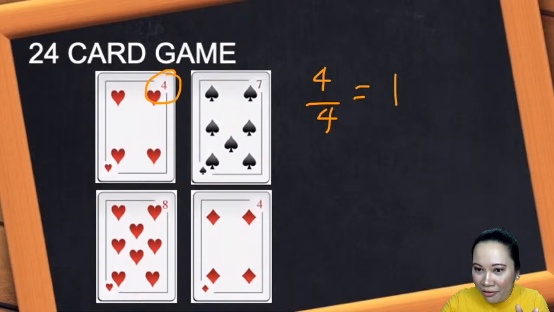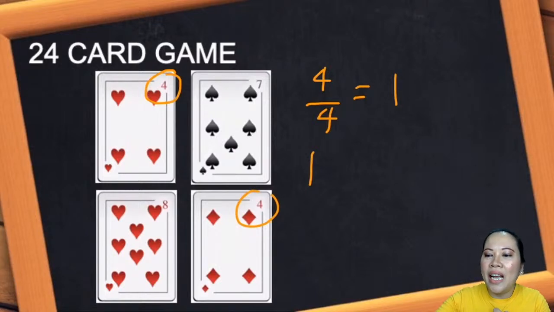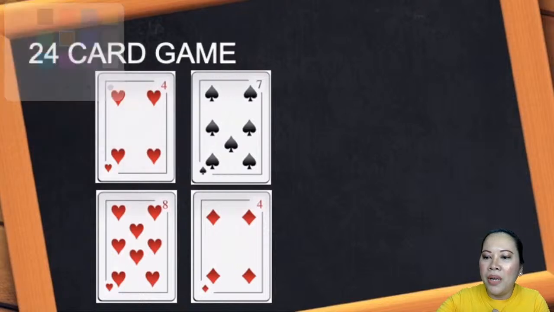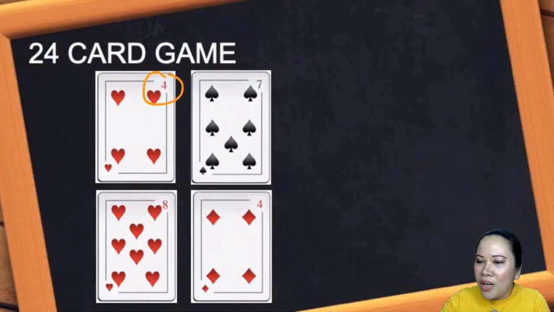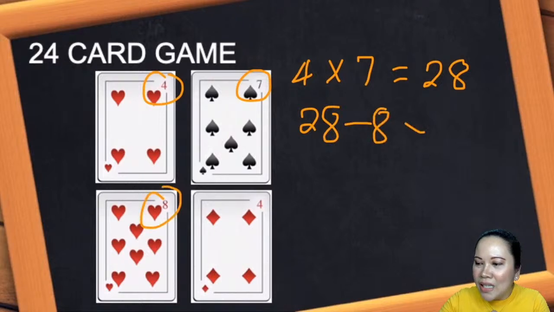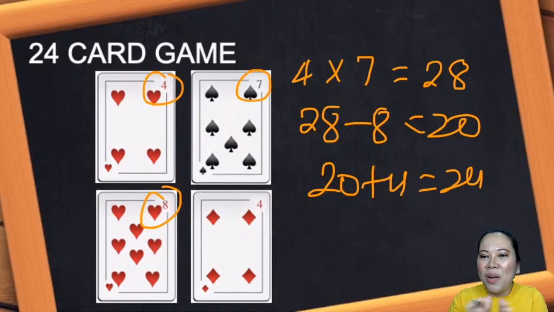4 divided by 4 is 1. That is correct. 13. Where did you get 13? Oh, it's the other answer. Okay, sorry March Salon. Okay, Bowen, 4 times 7. Okay, that is your 28. 28 minus 8 is 20, and 20 plus 4 is 24. Well done, Bowen.